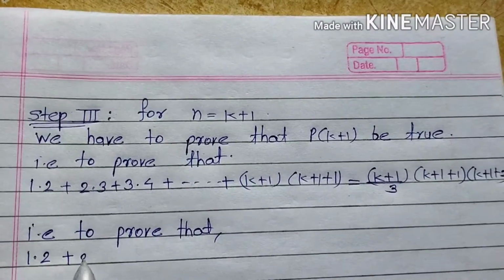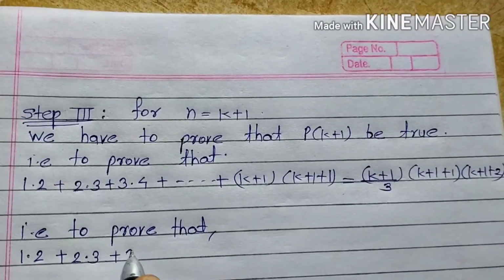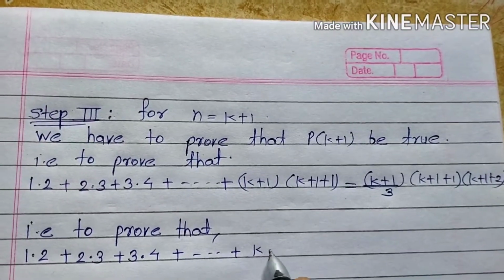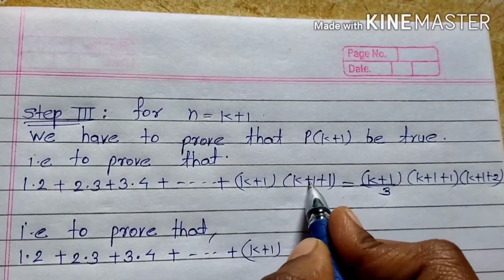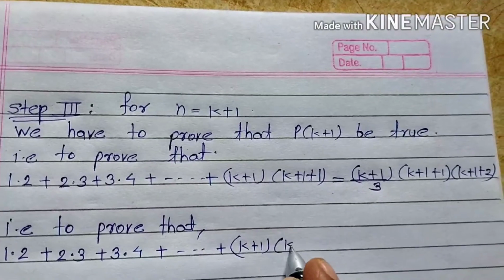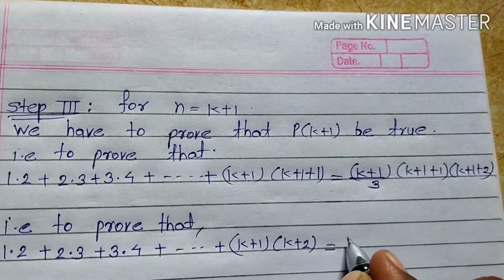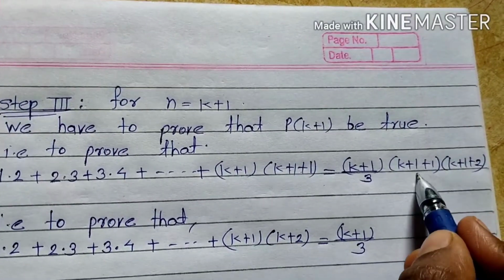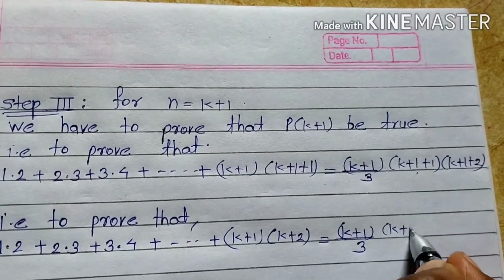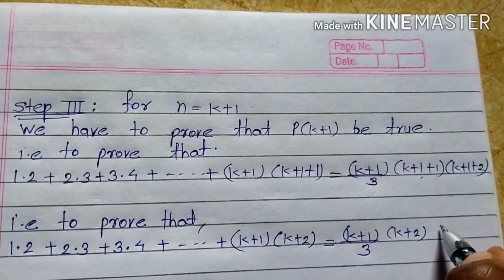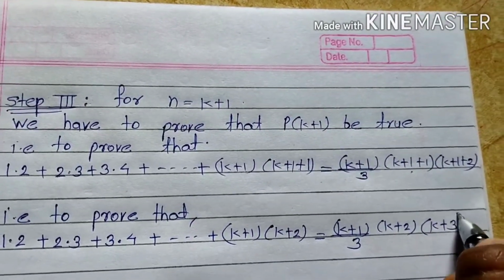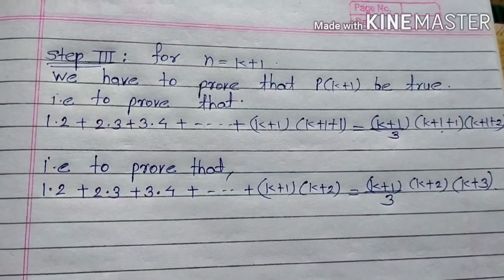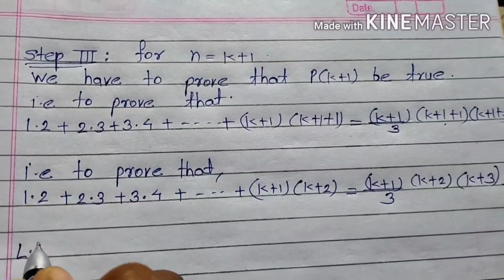So that means we have to prove 1.2 plus 2.3 plus 3.4 plus k plus 1 into k plus 2, where 1 plus 1 means k plus 2. This is k plus 1 upon 3. This is 1 plus 1, 2, so it is k plus 2. This is 2 plus 1, means k plus 3. So now we have to prove this LHS equal to RHS. So consider LHS side.